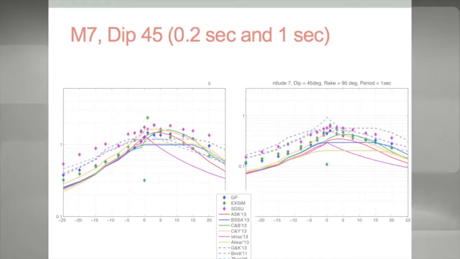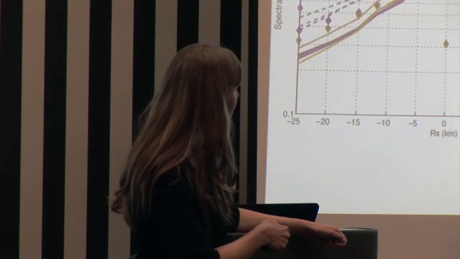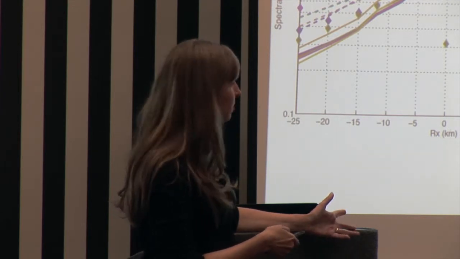This is the magnitude 7 at 45 degrees. Again, lots of variability. Everybody looks really good over here on the footwall. Once you're starting to get to the G&K, Bindi, and Zhao, you are a lot higher. You can see that SDSU is pretty much higher than the other methods. Coming across on the other side, SDSU is higher than most of the other GMPEs. But again, you have a wide variability in the GMPEs, and you actually have a smaller variability within the simulations.